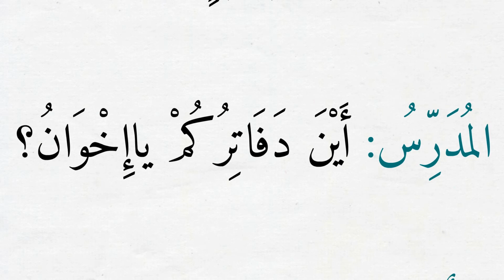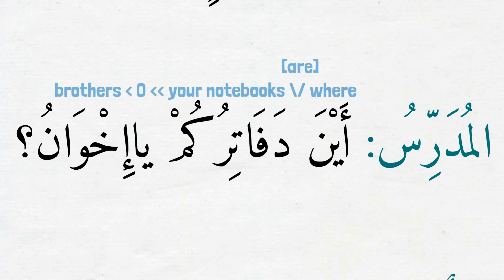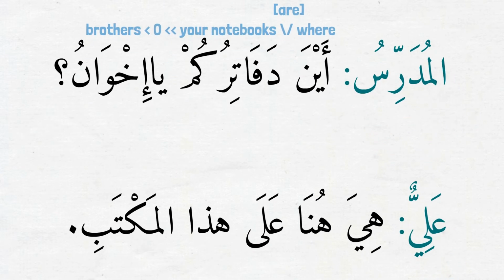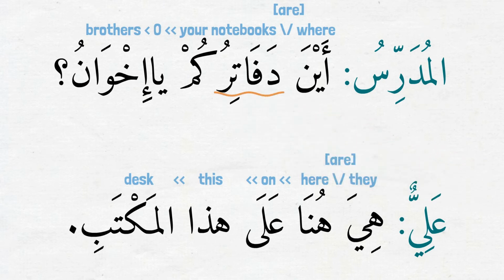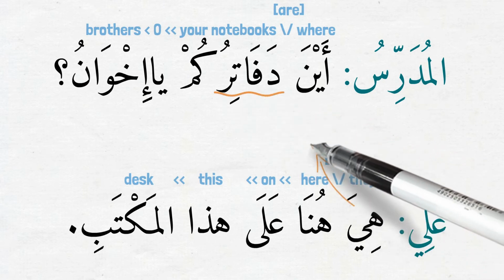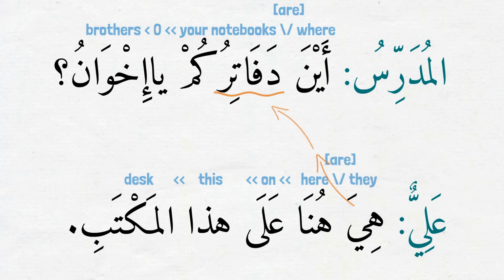المدرس is now asking the whole class أين دفاتركم يا إخوان? Where are your notebooks, O brothers? Ali responds هي هنا على هذا المكتب. They are here on this desk. Can you find the جمع غير العاقل اسم in the last two lines? دفاتر, right? دفاتر. That is why Ali is using ضمير here to refer to them.